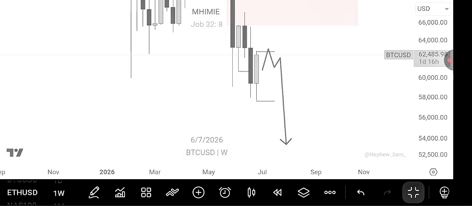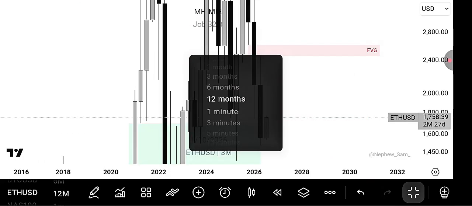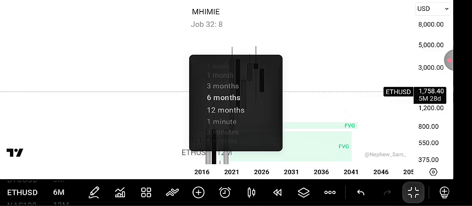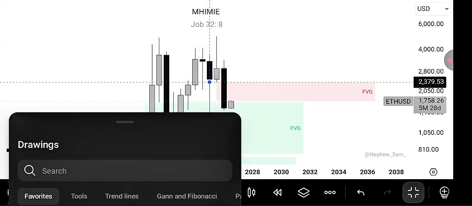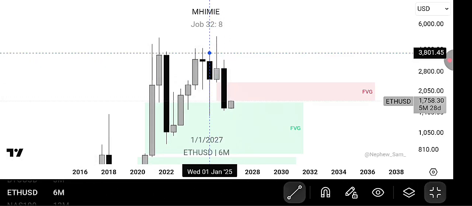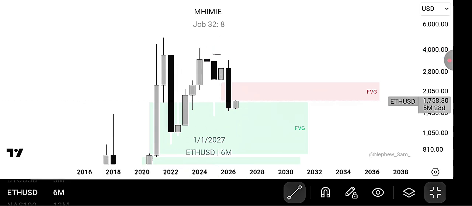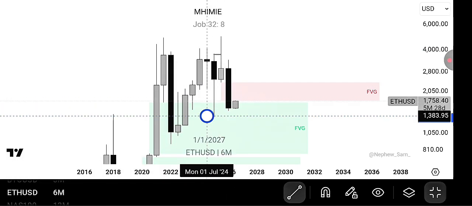So Ethereum should say a similar story. Starting off from the, let's see what 12 months says. Okay, not much data here. 6 months rather. Okay, so 6 months is giving us a power of three. We have this, right? And we have this as our first target.